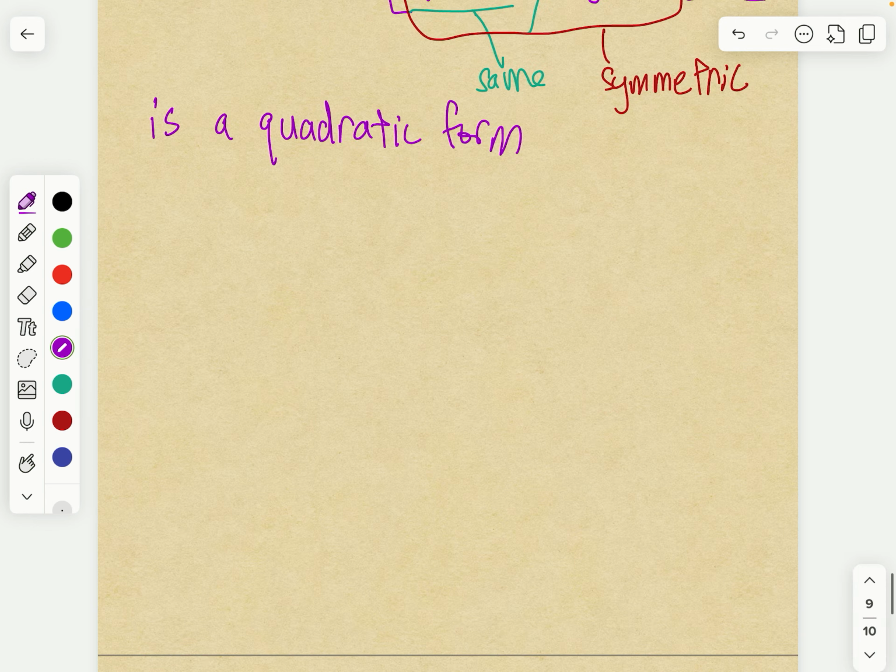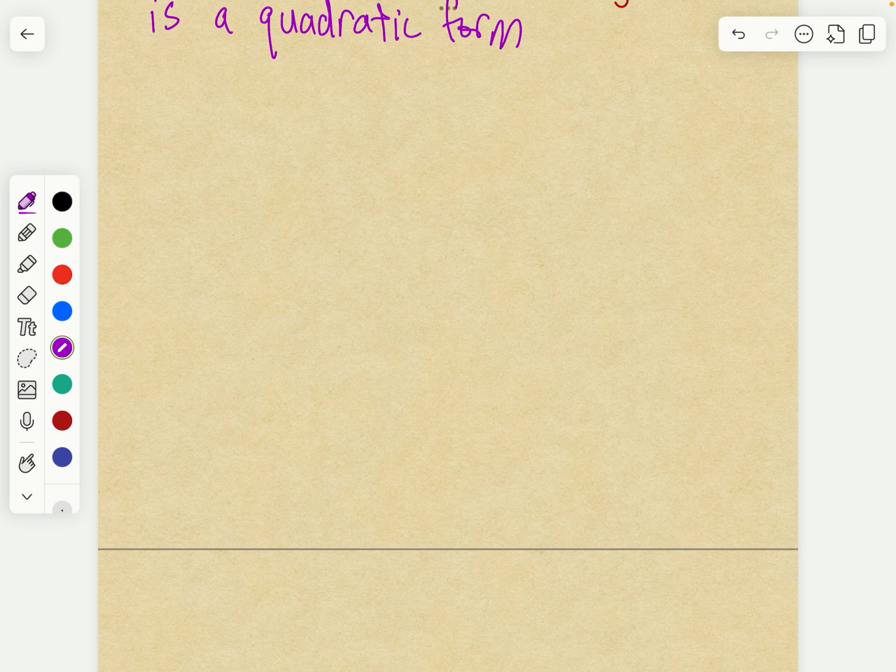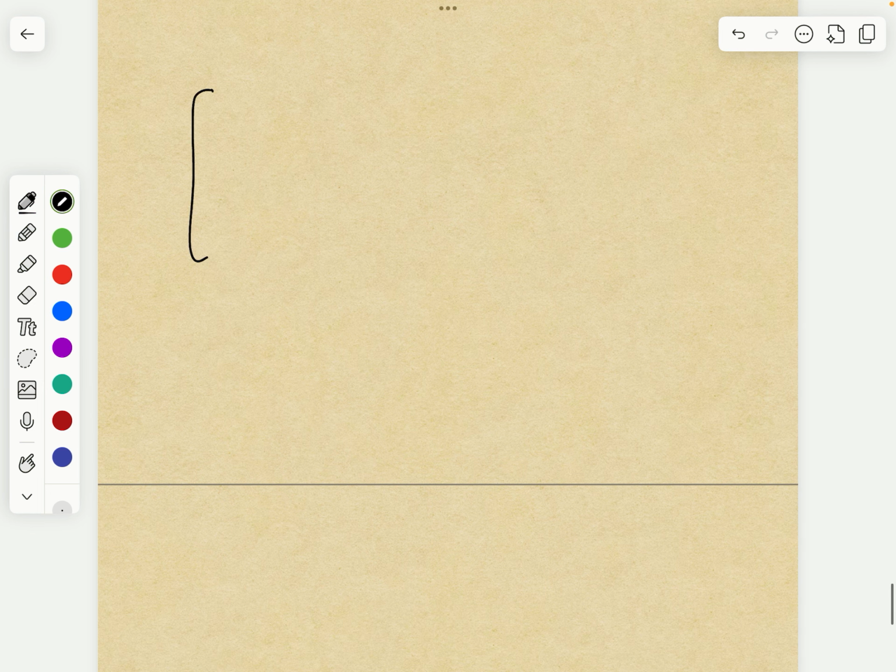So maybe I'll just say something very quickly about that. What happens if you have a 3 by 3 matrix, like, let's say, something like this? Is the matrix positive definite, negative definite, or neither? You look at this quadratic form and you want to know if the eigenvalues of this matrix are all positive, or all negative, or you have positive and negative eigenvalues. Then there's the theorem that says that you can look at the determinants of this matrix.